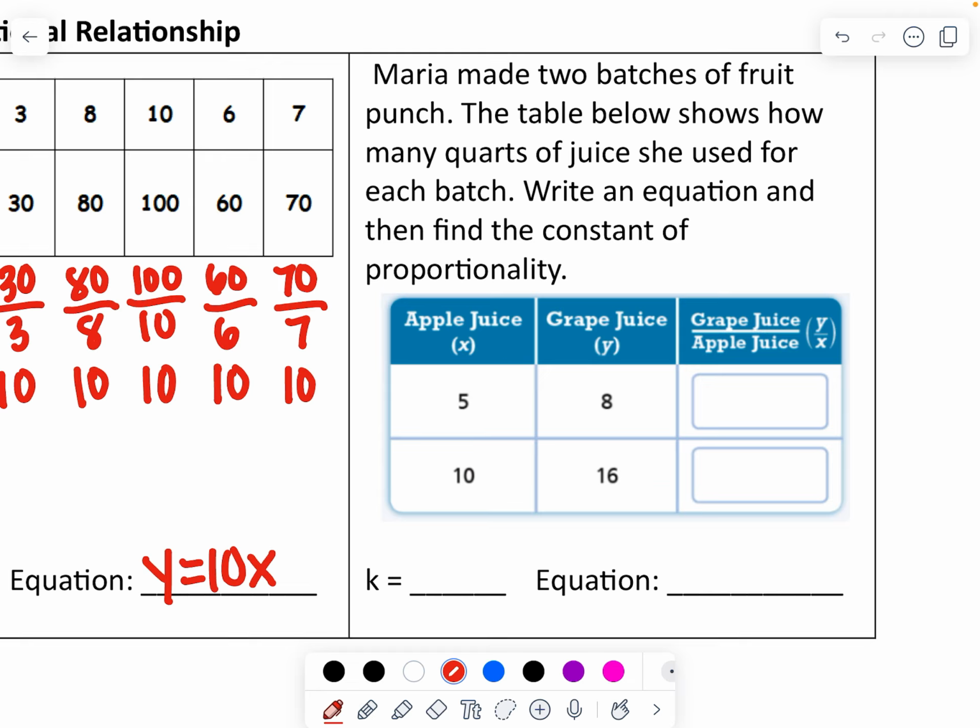So Maria made 2 batches of fruit punch. The table below shows how many quarts of juice she used for each batch. Write an equation and then find the constant of proportionality. So it's still y over x. Our y on this first one is 8, and our x is 5. And then on the second one, our y is 16, and our x is 10.